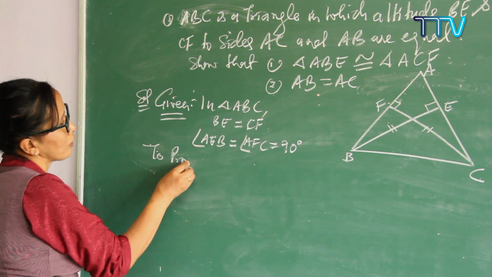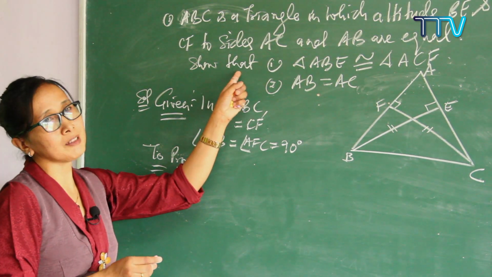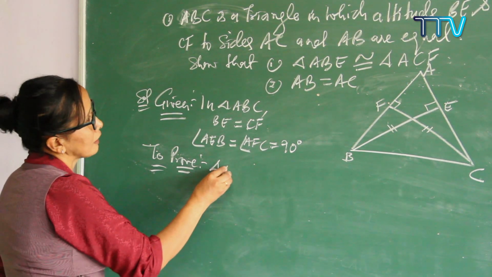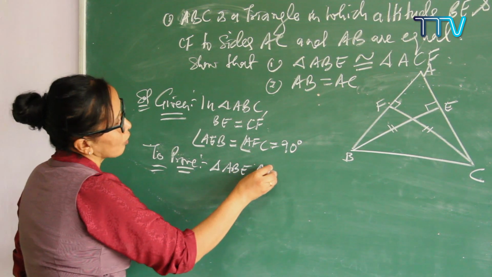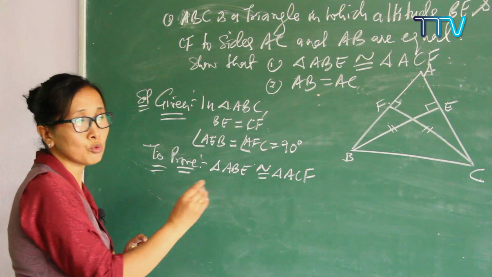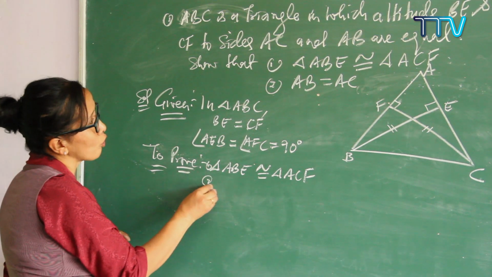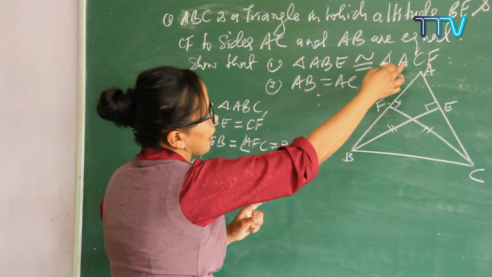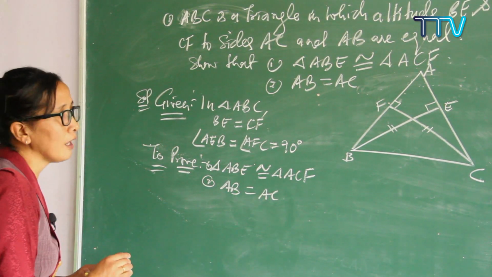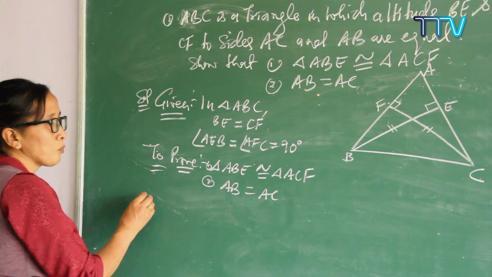What you need to prove in this part: show that, which means prove that. These two you have to prove. Write it down: triangle ABE is congruent to triangle ACF. Okay, these two are congruent to each other. You have to show this. And the second one, what you need to show? AB is equal to AC. You need to show this one. Okay, and there is no construction. You don't need to draw any constructions or extra diagrams, and you can start proving fast.